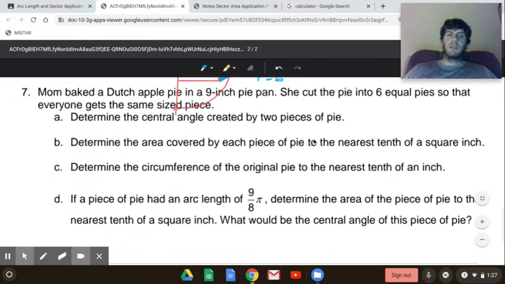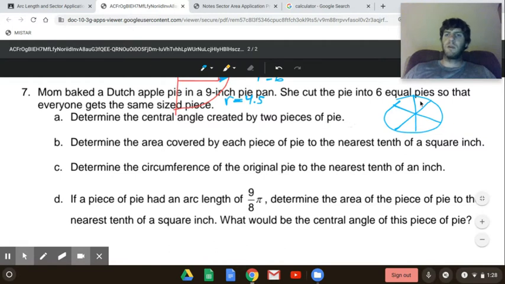So that's 6. 7, Mom baked a Dutch apple pie in a 9-inch pie pan. That means it's the diameter, 9 inches across. So your radius here is going to be 4.5. Okay, she cut the pie into 6 equal pieces. That's not going to be equal. So let's try this. 6 equal pieces so that everyone gets the same size. Determine the central angle created by 2 pieces of pie.